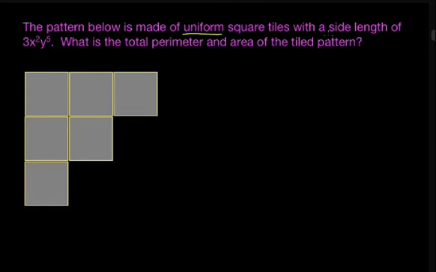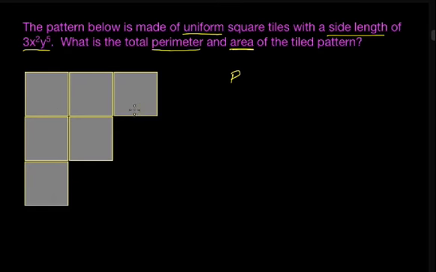And we know that the side length of one of these squares, or I should say of all of these squares, is 3x squared y to the 5th. Now, using that information, we need to find the total perimeter and the total area of the tiled pattern. So let's attack perimeter first. The perimeter of any figure is just the total distance around the figure. So as we can see, we're probably going to have to take the sum of all of these little sides, or the sides of the squares that are on the edge or perimeter of the figure.